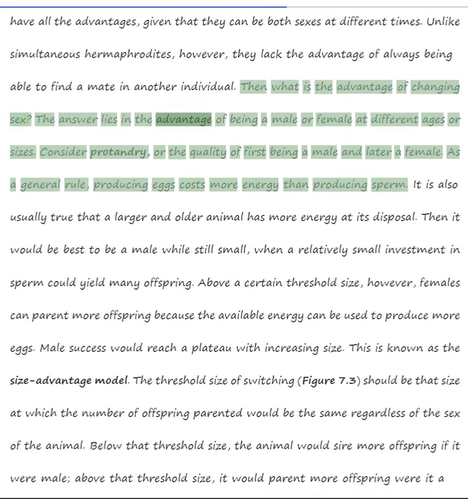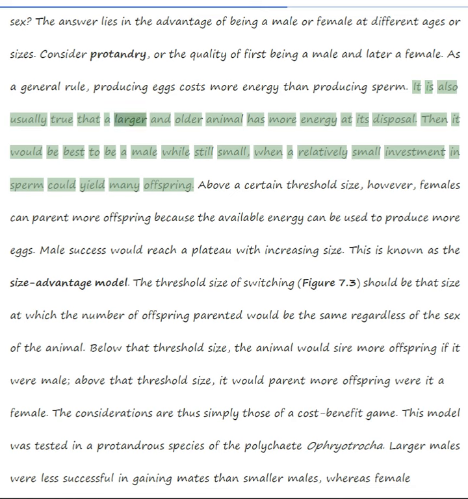The answer lies in the advantage of being a male or female at different ages or sizes. Consider protandry, or the quality of first being a male and later a female. As a general rule, producing eggs costs more energy than producing sperm. It is also usually true that a larger and older animal has more energy at its disposal. Then it would be best to be a male while still small, when a relatively small investment in sperm could yield many offspring.